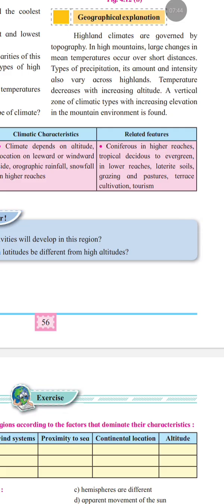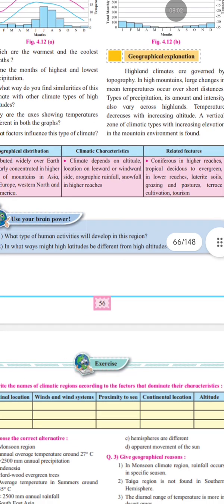So, in geographical distribution, it is widely distributed over Earth, especially higher reaches of mountains in Asia, Central Europe, Western North America, and Western and South America. This type of climate is found here. And here we are done with the chapter.